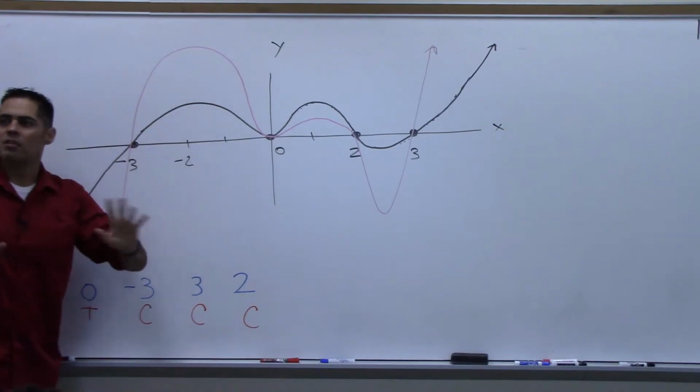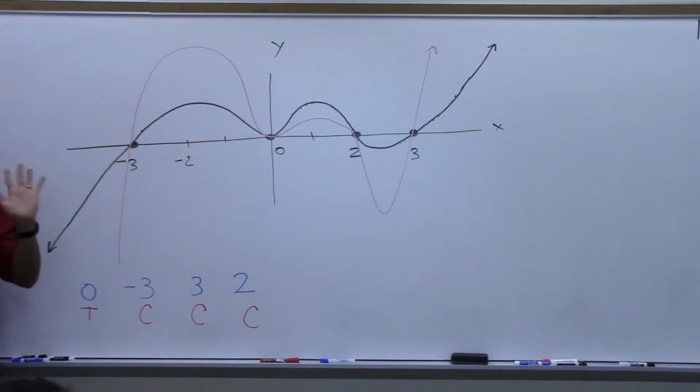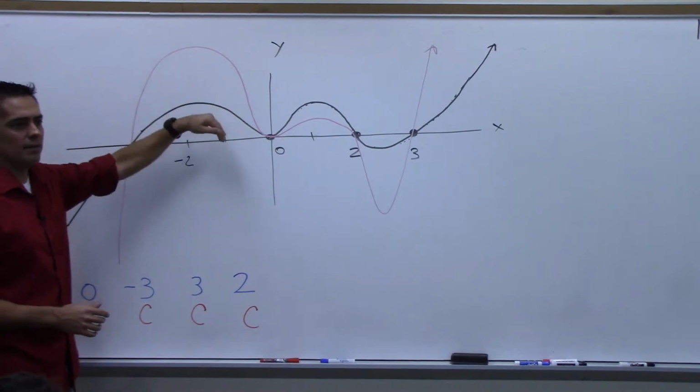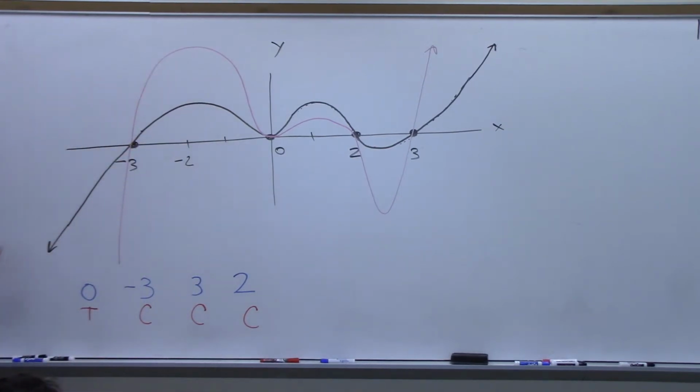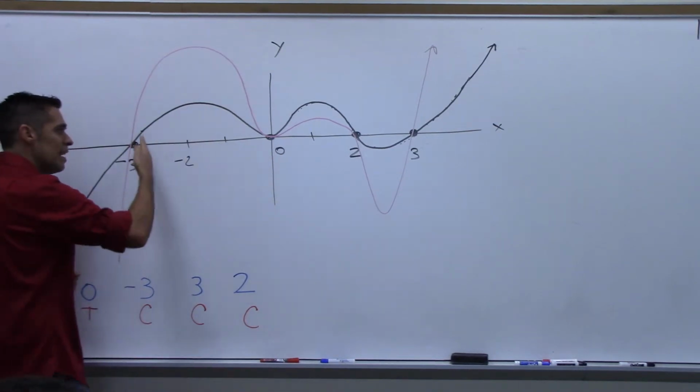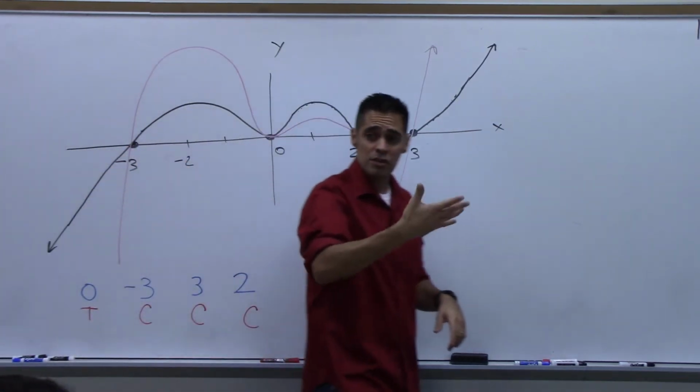But that's what I said earlier. In this class, we don't mess with how high that goes. What we know from this picture is the left and right behavior. We know the x-intercepts. We know where the function is positive and negative.